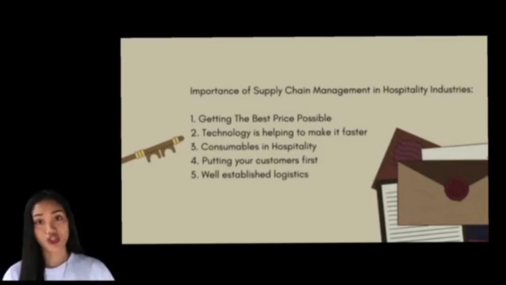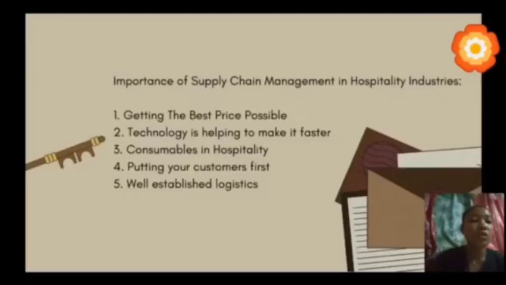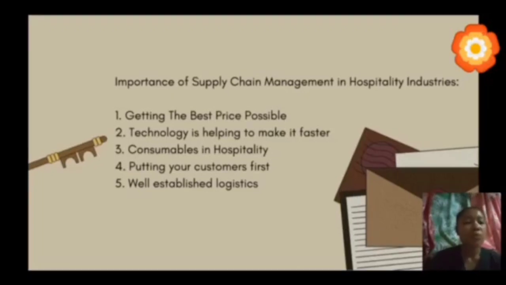So the fourth one of the importance of SCM, or supply chain management, in every hospitality industry is putting your customers first. The hospitality industry differs in several ways from others, but the main thing is the importance they place on keeping guests and visitors happy with the service they are receiving, to have customer retention. Putting guests first should be the highest priority in every industry. Without it may cause problems and losses.